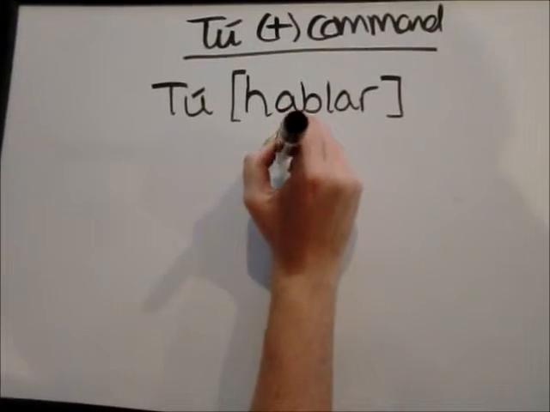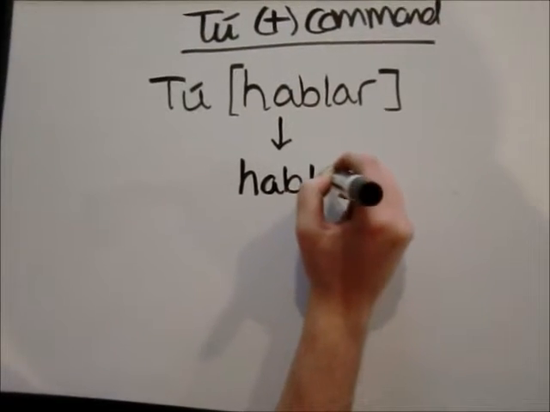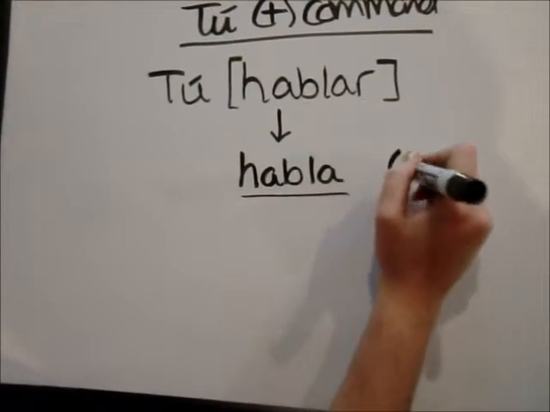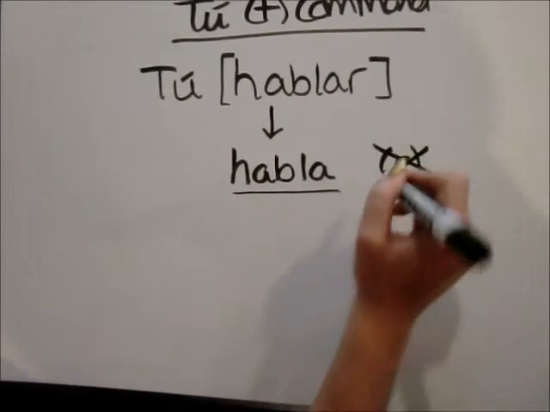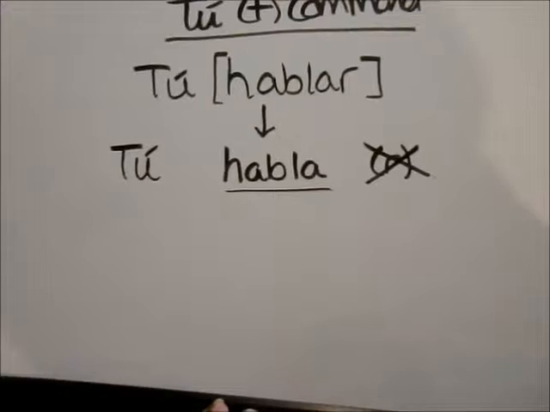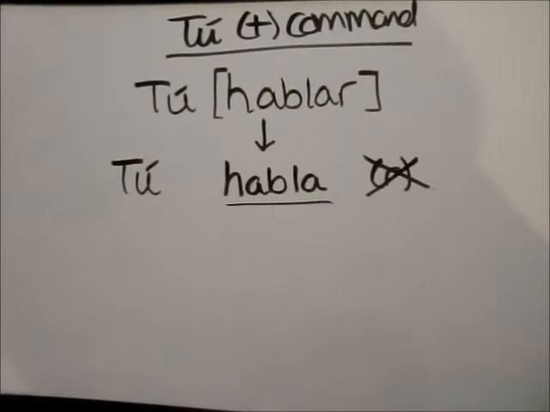The AR verb with the tú command is a bit easier than the usted command. Basically, it's the same as the present tense él, ella, usted, where you simply drop the R. So it goes from hablar to habla. And what you are literally saying is, you speak.